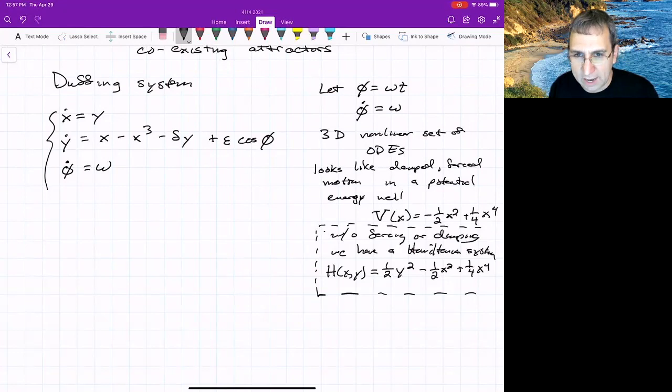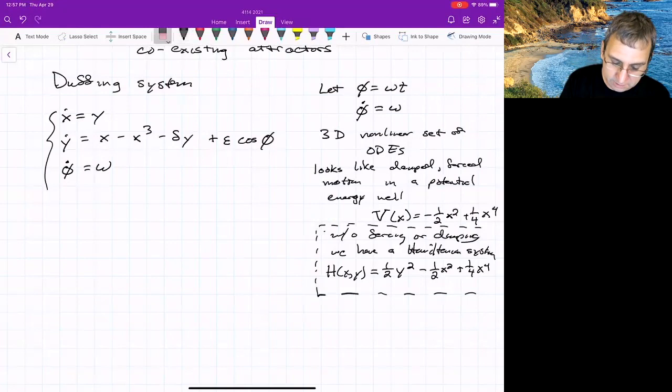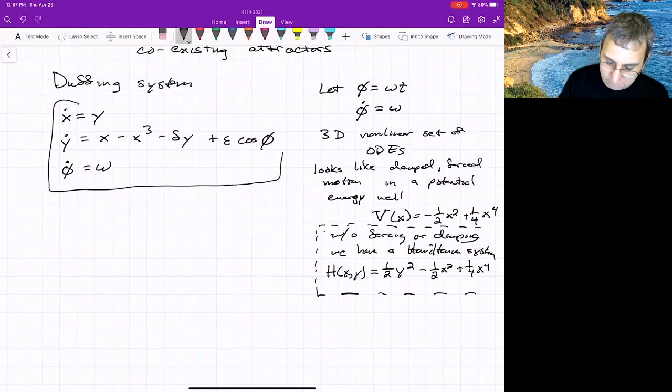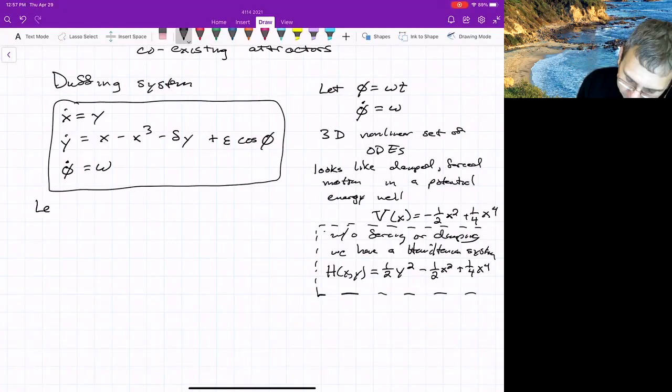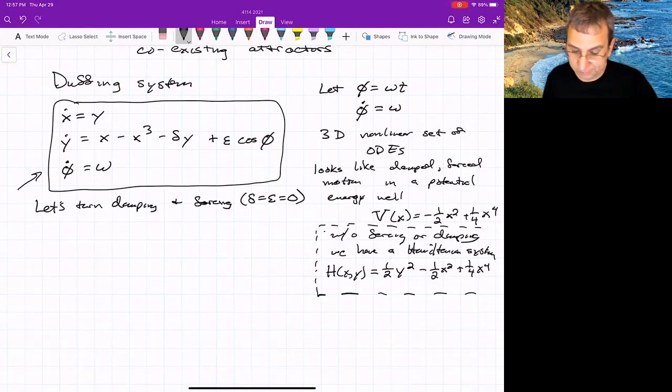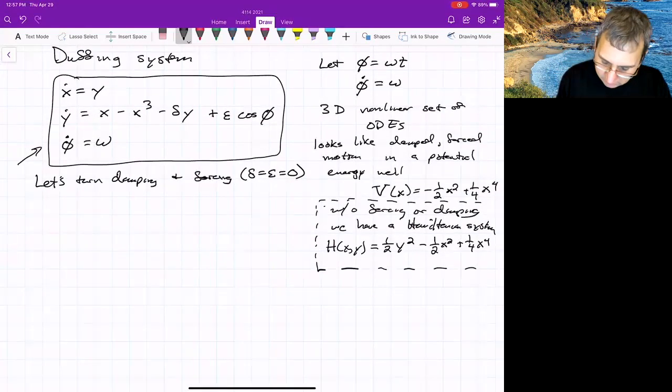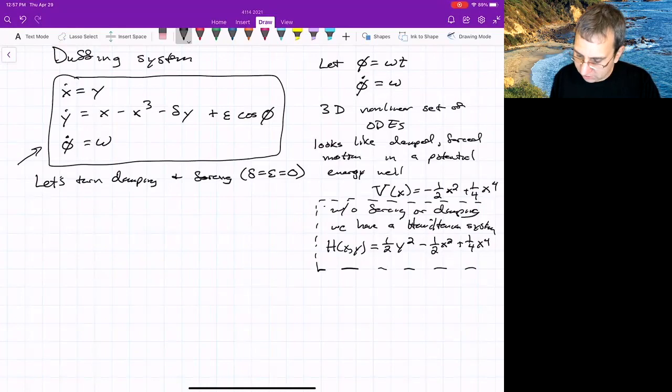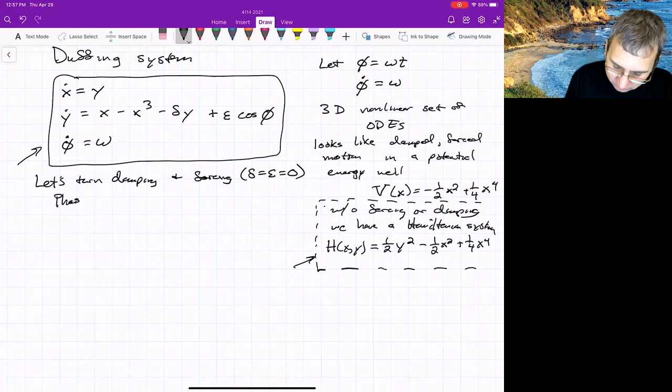Now, if we look at what's going on here, we would probably first want to start with the epsilon equals 0 case, maybe even epsilon and delta. So let's just turn off damping and forcing. So that means delta and epsilon are both 0. And that means we don't even have to worry about the phi. It doesn't show up. Then if we were to plot what the phase portrait looks like, it's just going to look like level curves of H.